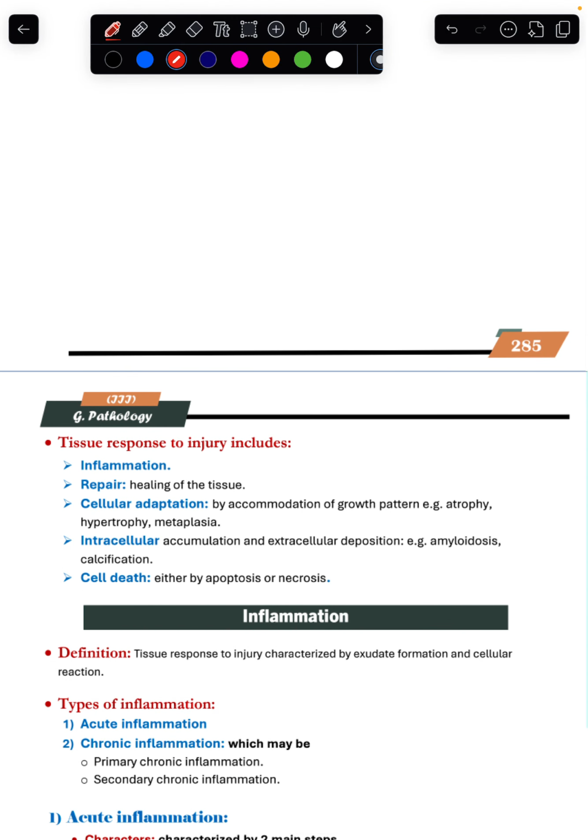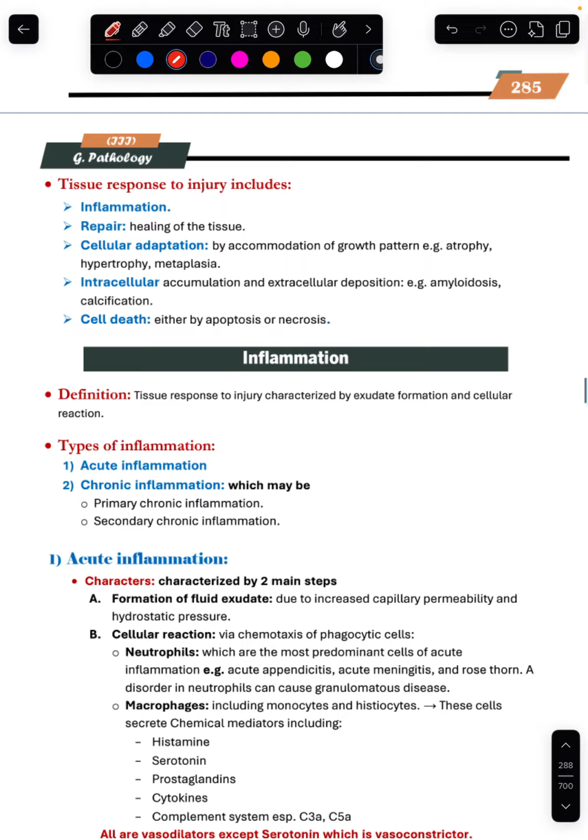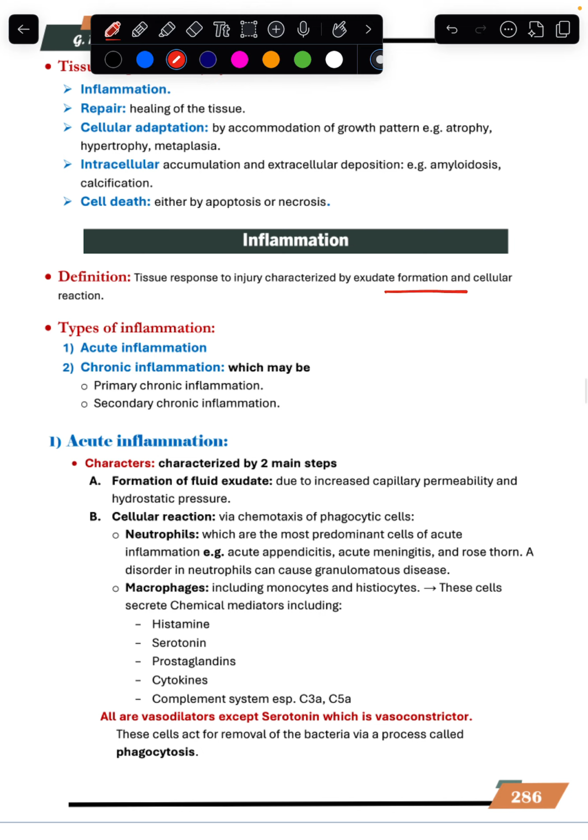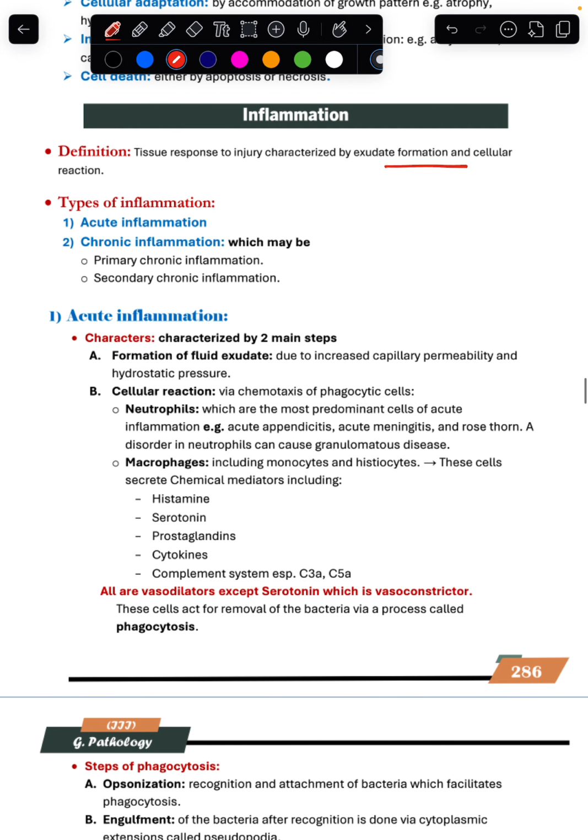What is the tissue response to inflammation? How does inflammation occur? It involves inflammation, repair, cellular adaptation, and cell death. Inflammation is defined as a response with exudate formation. It can be acute or chronic. Acute inflammation is characterized by two main steps. First is formation of fluid exudate, with increased capillary permeability and hydrostatic pressure. Second is the cellular reaction, chemotaxis of phagocytic cells. Neutrophils are the most predominant cells in acute inflammation.